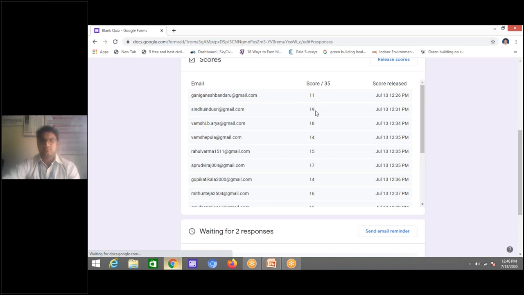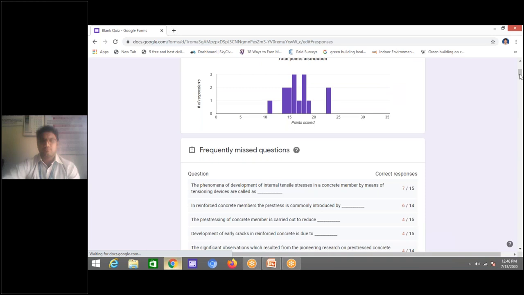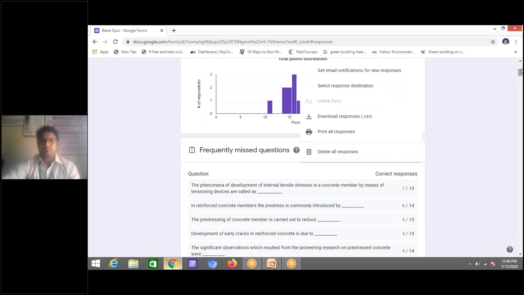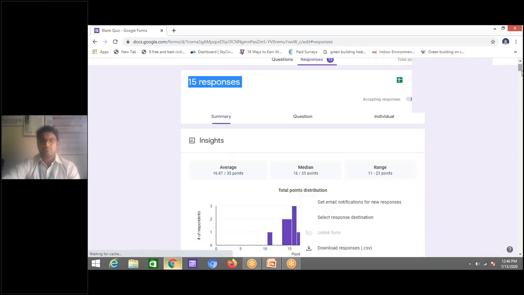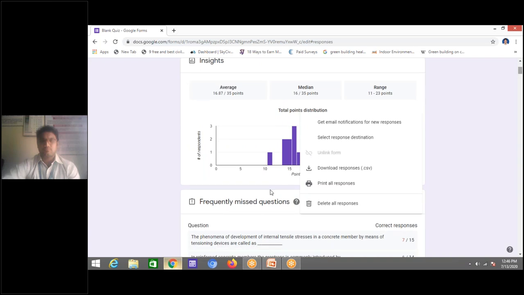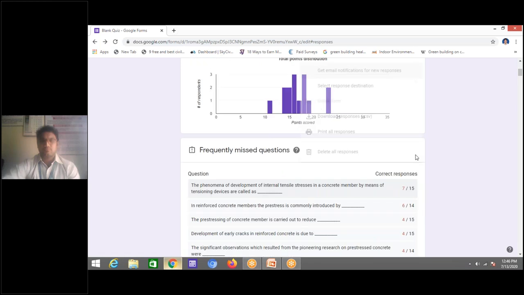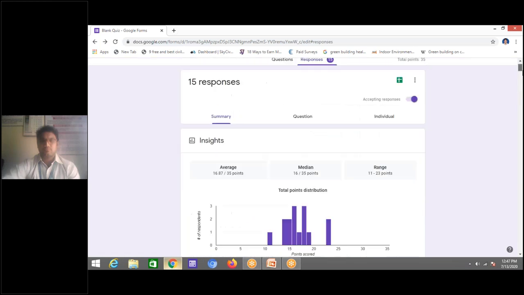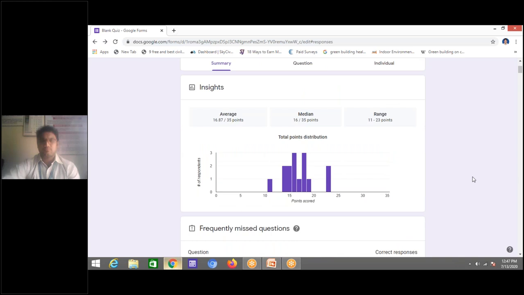Ganesh got 11, Sindhu got 19, Arya Vamshi got 18. Good. Yeah, so this is the set of the scores. So I think everyone got more than 10. Very good. So your scores range between 10 to 25. Good sign. You are at median level. Okay. So I think you have to get more marks. You should reach around 30.